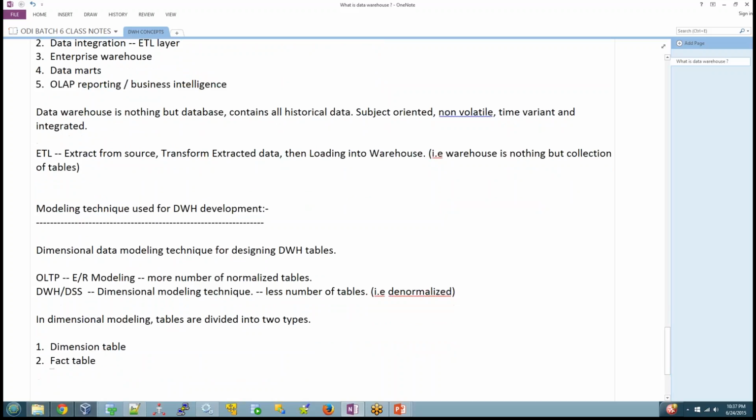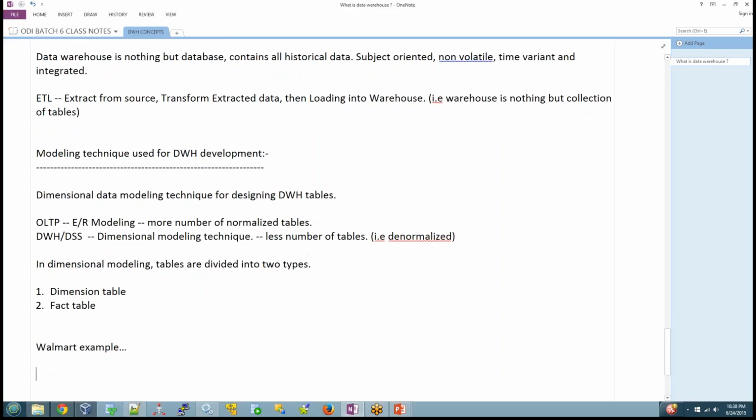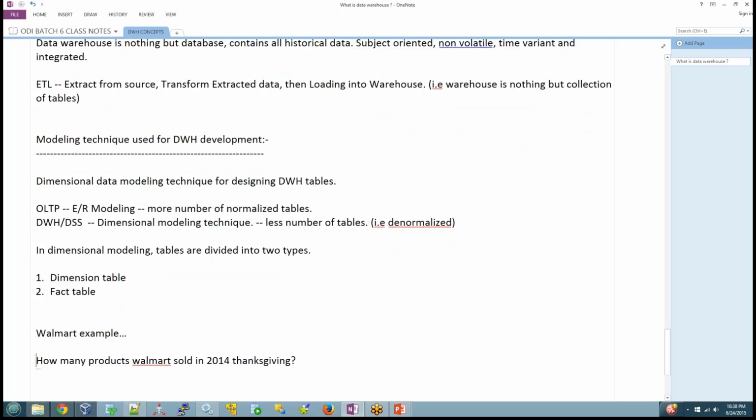In the last class we saw the Walmart example. They need to identify how many products Walmart sold in 2014 Thanksgiving, and how many products Walmart sold by location.